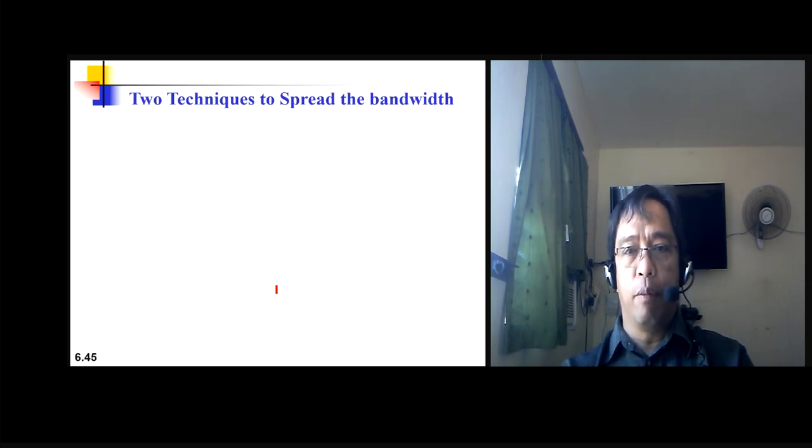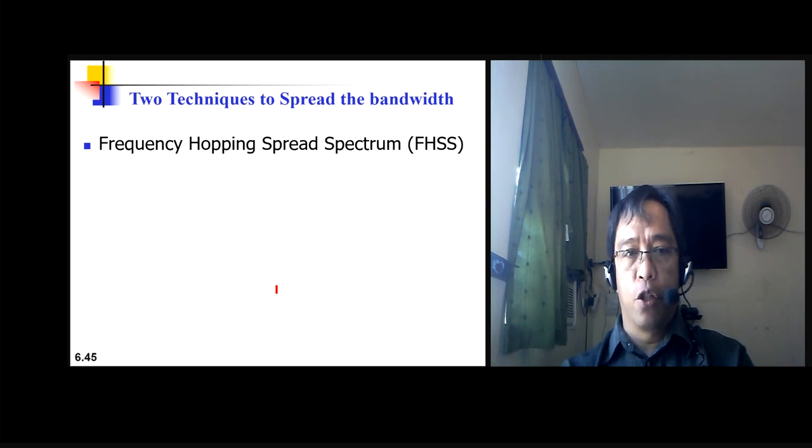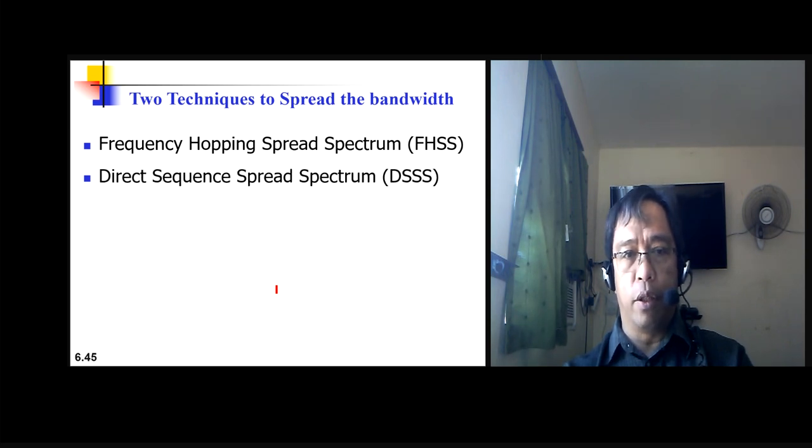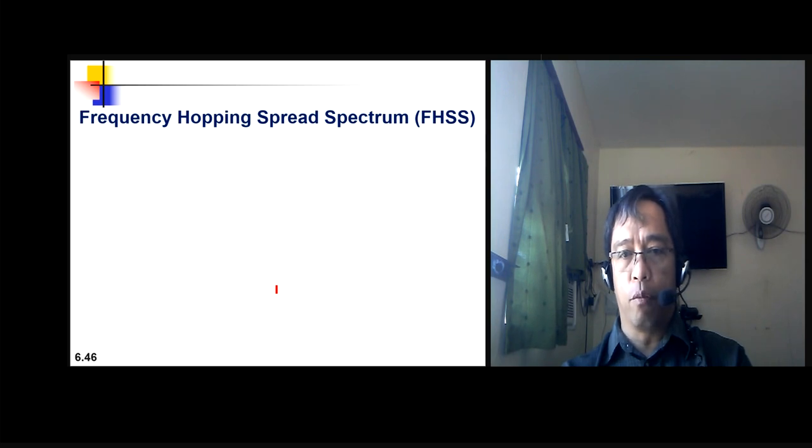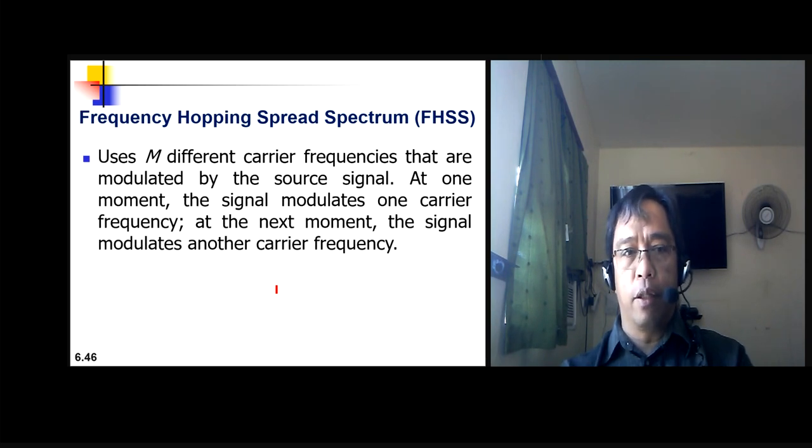Two techniques to spread the bandwidth: frequency hopping spread spectrum or FHSS, and direct sequence spread spectrum or DSSS. Frequency hopping spread spectrum uses different carrier frequencies that are modulated by the source signal. At one time, the signal modulates one carrier frequency. At the next moment, the signal modulates another carrier frequency. Although the modulation is done using one carrier frequency at a time, M frequencies are used in the long run. The bandwidth occupied by the source after spreading is the spread bandwidth.